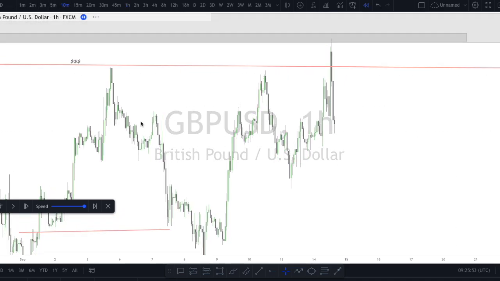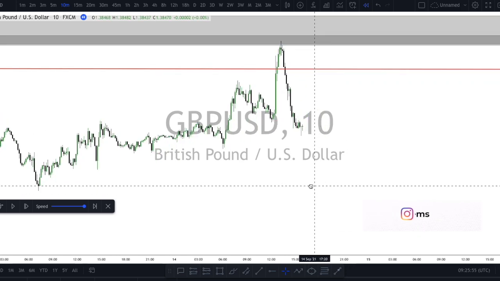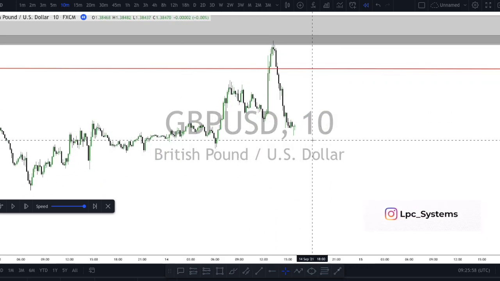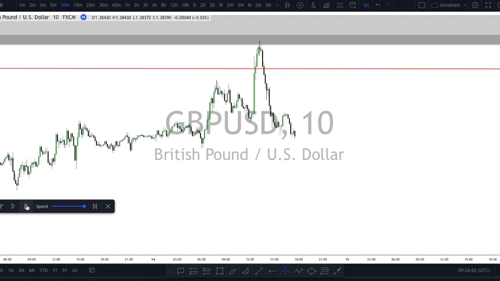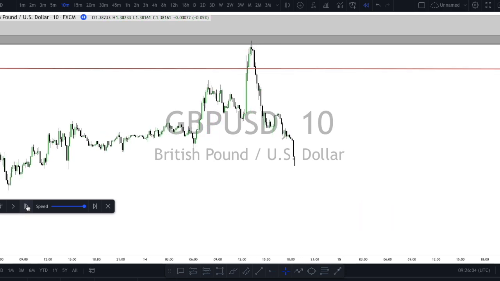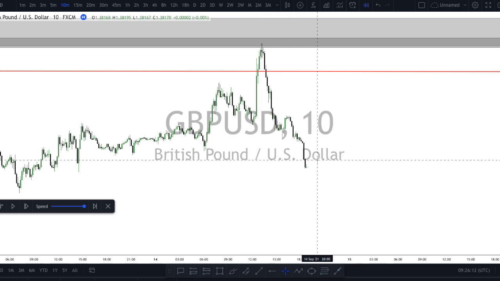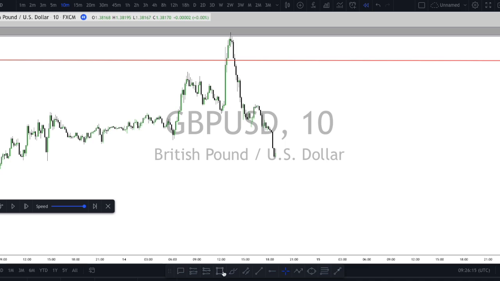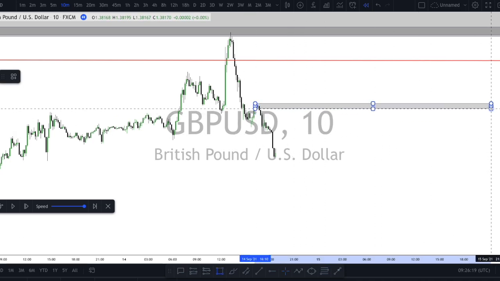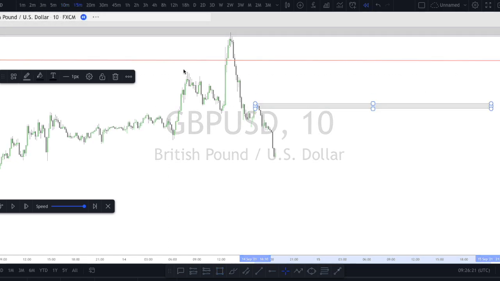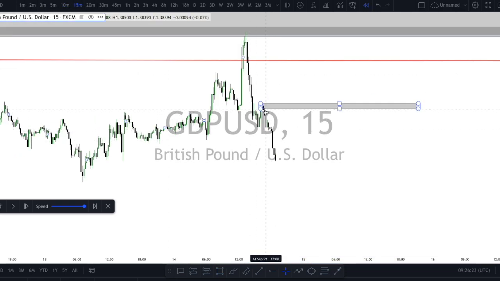Let's go to the 10 minutes time frame and see what it has to give us. We are expecting price to give us an entry. By the time price pulled back down, I really did not have any entry to take on this trade. Then I saw this is like a breaker pattern. Price broke down, broke this structure, then came back and retested this particular block. This is the zone I was willing to sell from. Let's go to the 15 minutes time frame, so we can see that better.